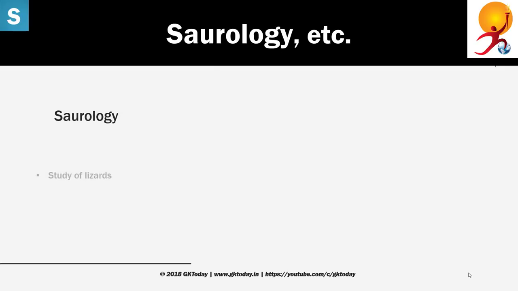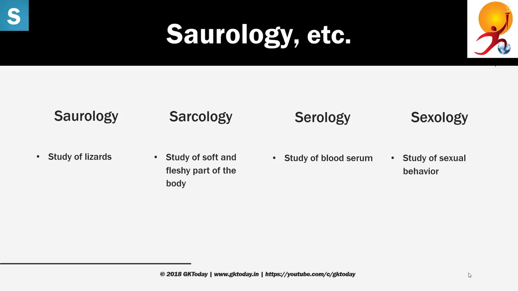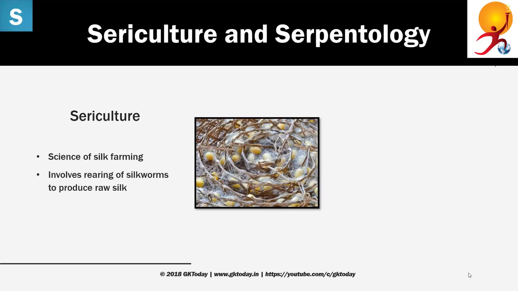Coming to S, we have serology, which is the study of lizards. We have sarcology, which is the study of the soft and fleshy parts of our bodies. Serology, which is the study of blood serum, and sexology, which is the study of sexual behavior. Sericulture is the science of silk farming. It involves rearing of silkworms and how to produce raw silk. Serpentology, as the name suggests, is the study of snakes, serpent meaning snake.